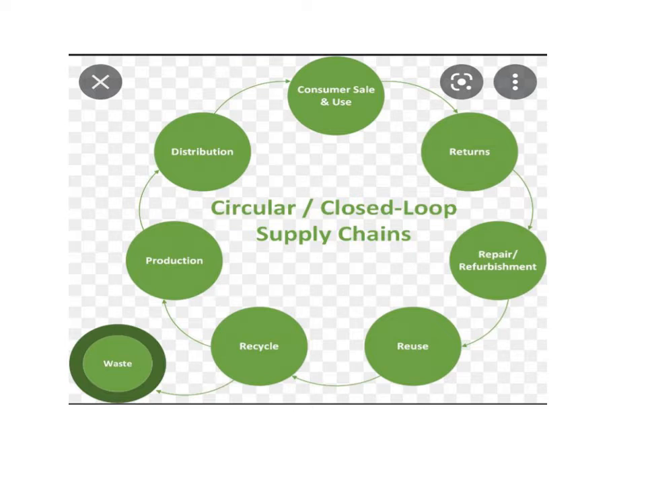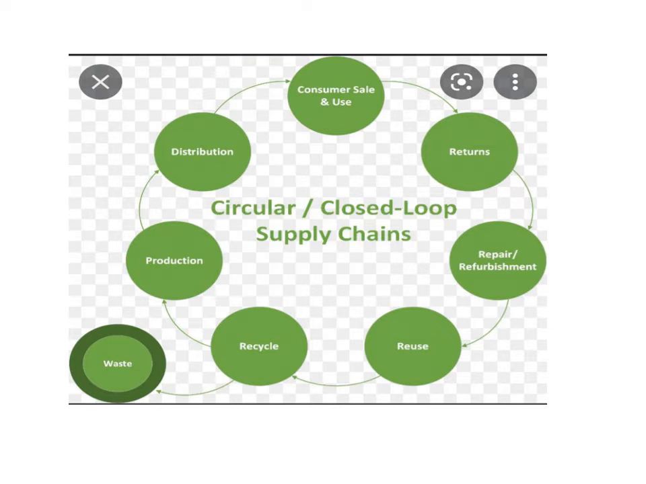This is the diagram to show the circular or closed loop supply chains. It combines both circular and closed loop supply chains. So I'm going to use the steps to describe this diagram. The first step will be under production, because supply chain starts with production, and this is under the forward logistics chain.